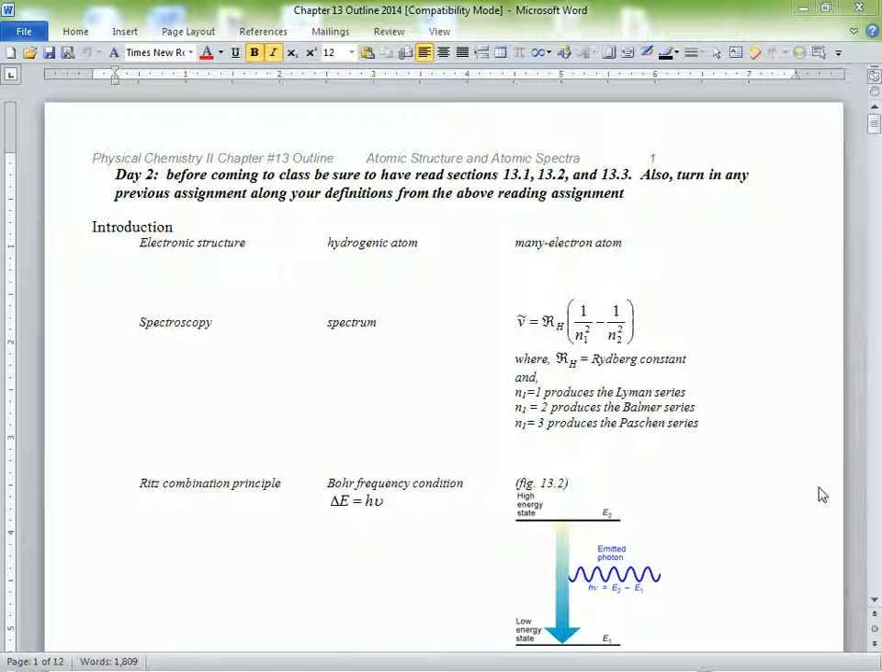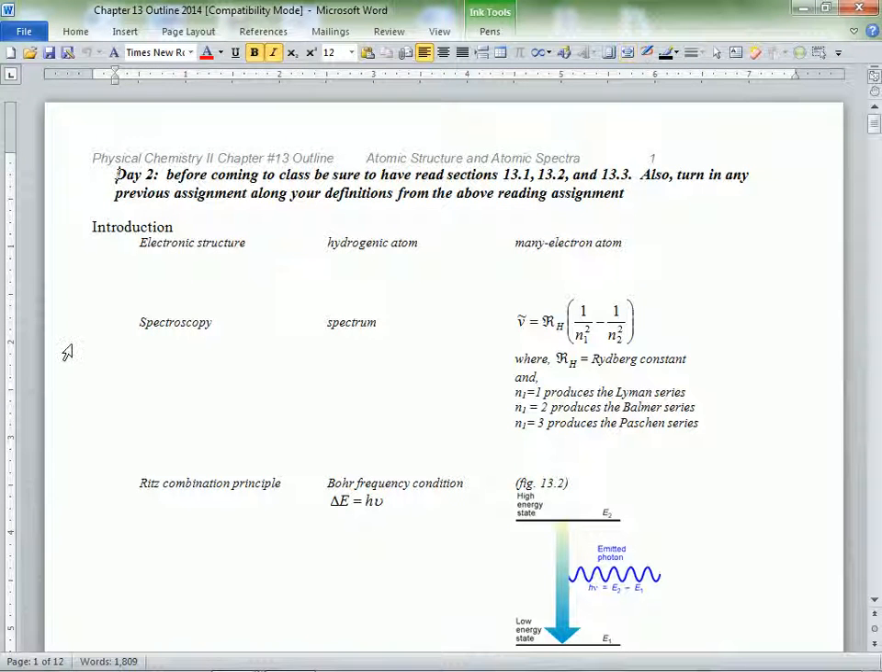So we're not talking about molecular structure. We're not talking about molecular spectra, just atomic. If you remember, if you solve the Schrödinger equation, you get stuff like 1s, 2s, 3s, as energy goes up.